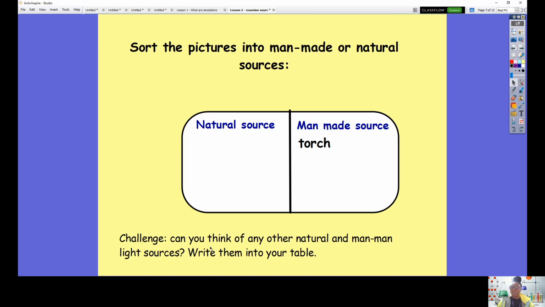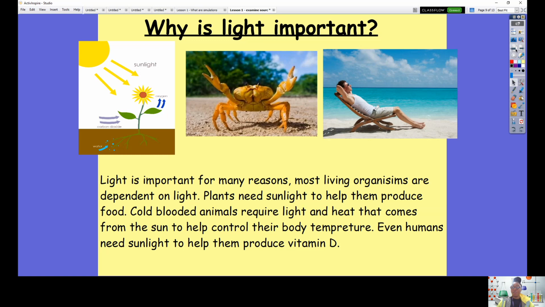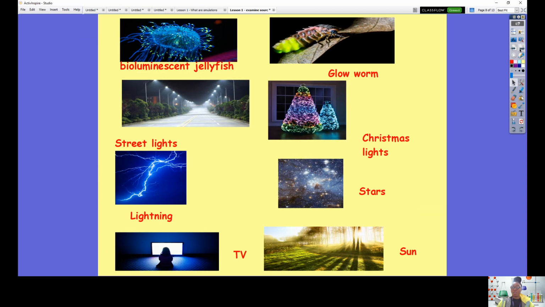Fantastic. And if you would like a challenge, you can also write down the name of any other natural and man-made light sources in the table. So pause the video if you want to have that challenge done. Fantastic. Hopefully you've sorted those all out into the correct categories.